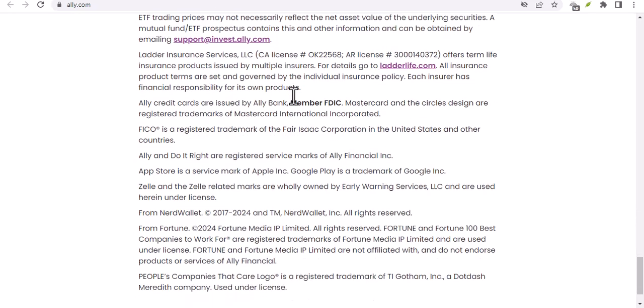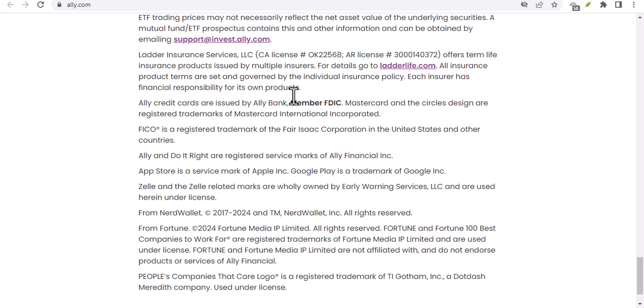5. Social media. Ally Bank is also active on social media platforms like Twitter and Facebook. You can try reaching out to them through their official accounts for assistance. However, keep in mind that social media might not be the quickest way to resolve your issue, especially if it's complex.